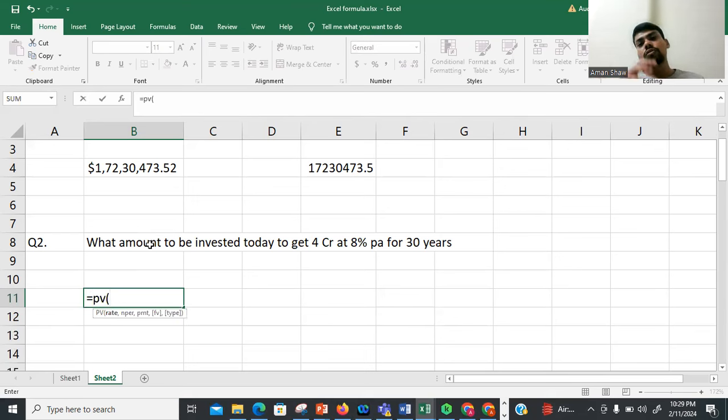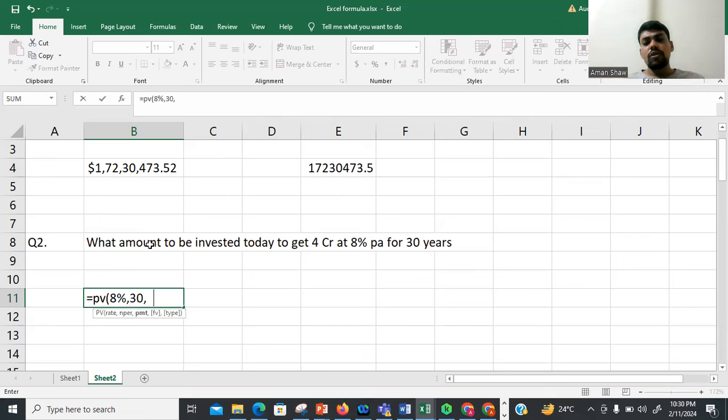There we knew the amount which we'll be investing and the value that they were asking. Here they're asking that in order to get 4 crore rupees, what is the amount you need to invest today. So again, rate 8%. Again, because it is not quarterly or monthly, it is a one-time investment, that's why we use the annual rate. If it is quarterly or monthly, you have to use that. Similarly, for the number of periods also, it's 30 years.